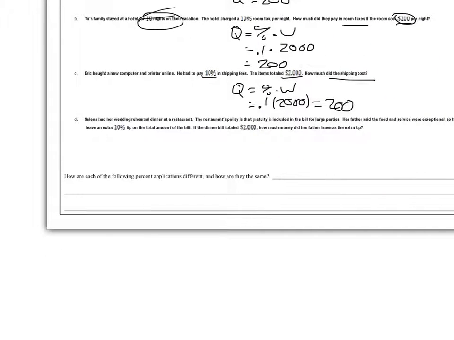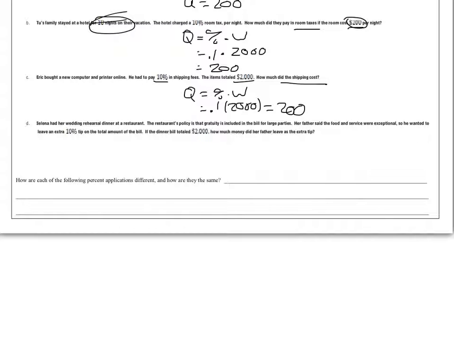And finally, Selena had her wedding rehearsal dinner at a restaurant. The restaurant's policy is that gratuity is included on the bill for large parties. Her father said the food and service were exceptional, so he wanted to leave an extra 10% tip on top of the total bill amount. The bill is $2,000. How much did her father leave in just the extra tip? So again, just regular Q equals percent times whole. 10% times 2,000. And so we can see all of these have the exact same setup.